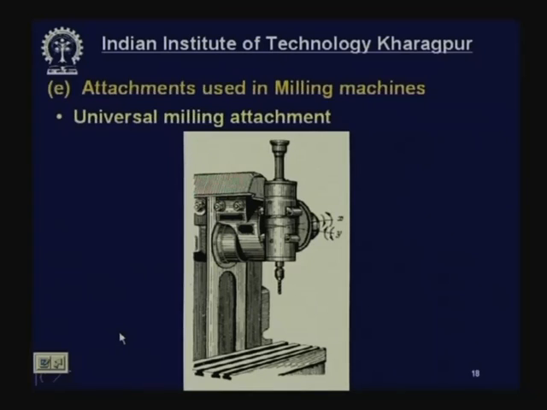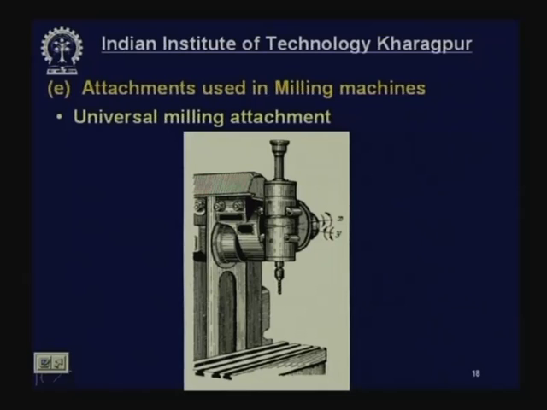Now, this is the last stage, attachments used in milling machines. You know, milling machines are very versatile, almost as versatile as central lathes, and a lot of work can be done in milling machines. Now, amongst the conventional milling machines, which one is most common? That is the horizontal arbor type.